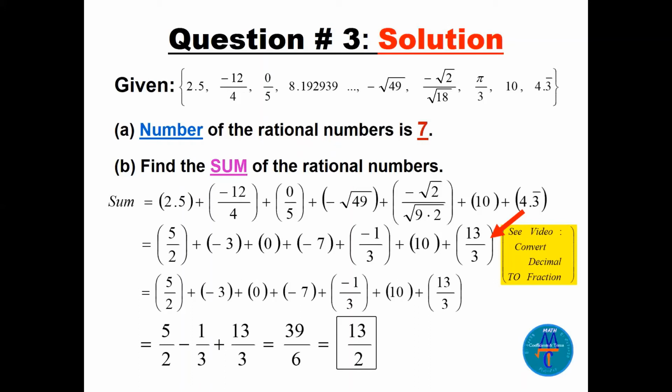How to convert? Please go to the video on converting decimals to fractions. You will find many examples of how to convert 4.3333 into 13/3. Now look here. What do we have here? -3 minus 7 is -10, and 10, they cancel. So I have 5/2 minus 1/3 plus 13/3. I have only 3 fractions here, guys, to add.